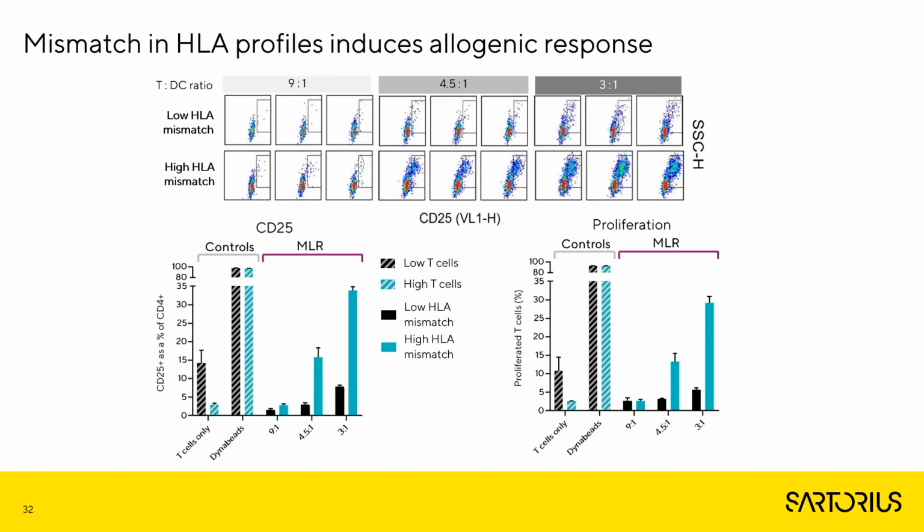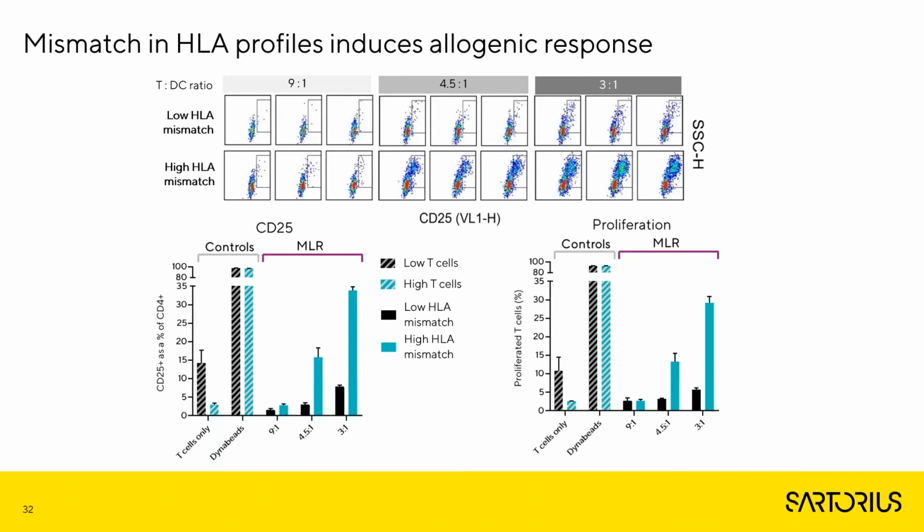And then this same data is just summarized in the graph in the bottom left here, where we can see that for the low mismatch at the 3:1 T to DC ratio, there was only 8% CD25 expression compared to 34% with the high mismatch.